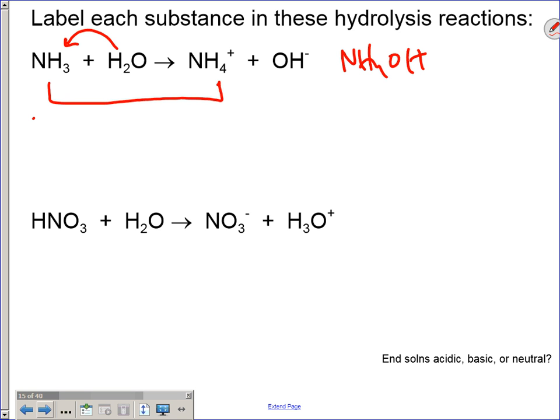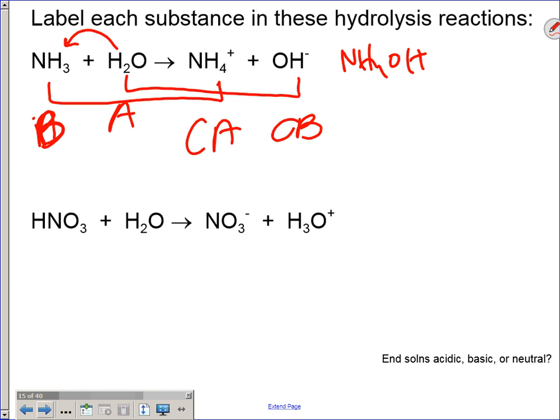This accepted an H+, right? Base, okay. Bases form conjugate acids, right? And this water, knowing it's amphoteric, can act either way, but in this case it acted as an acid, and it formed a conjugate base.